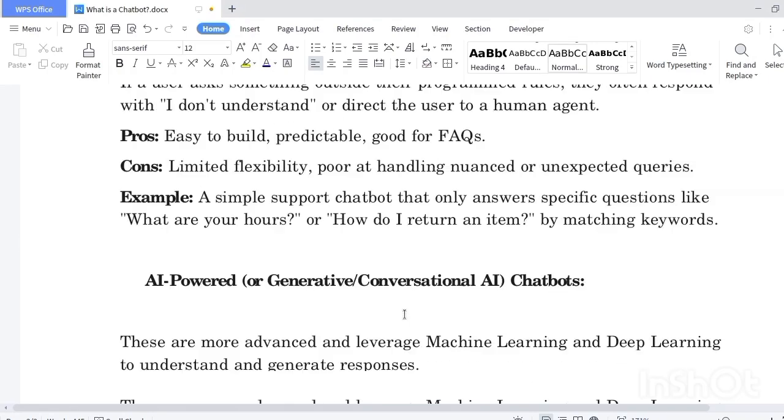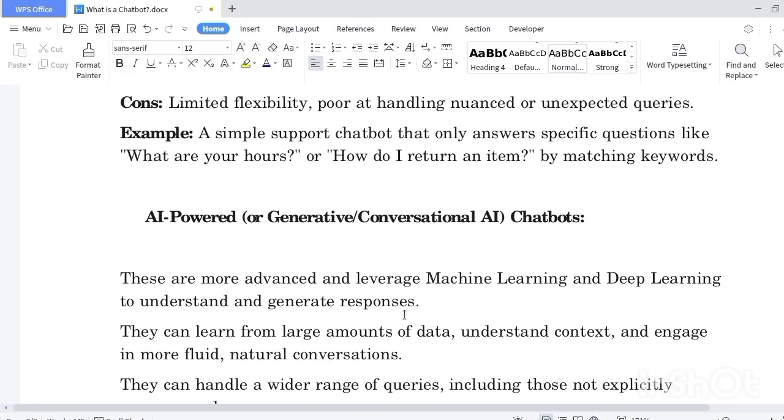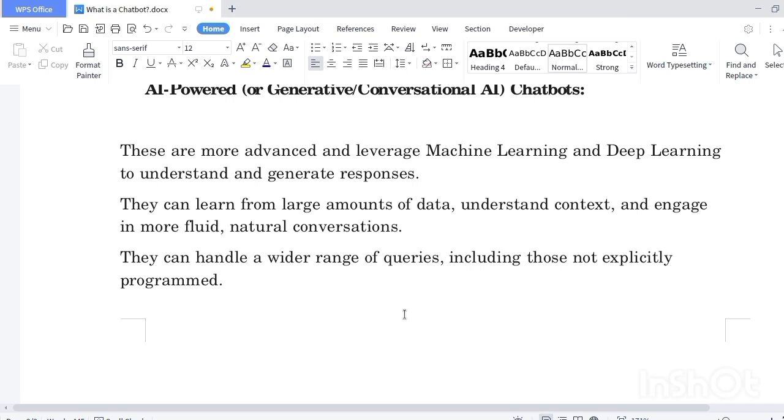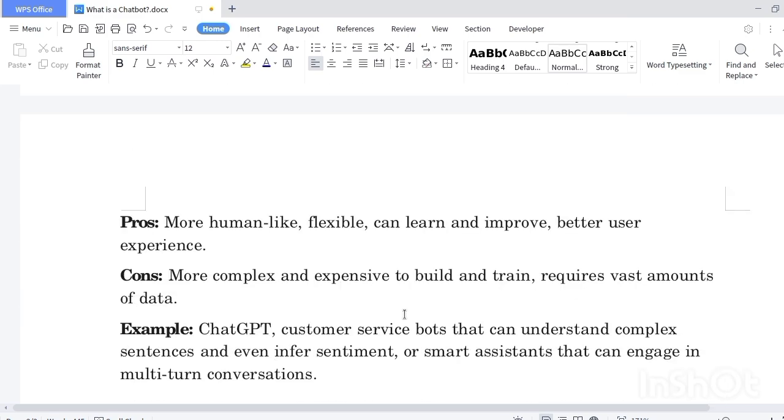So let's look at the second type: AI-powered generative conversation. This is more advanced, and it requires a huge amount of money to run because it requires a large amount of data. They can understand context, they can reason, they can be more fluid in natural conversations, and handle a wide range of queries. They are more human-like, flexible, and improve user experience, but are more complex, expensive to build and train, and require a vast amount of data.